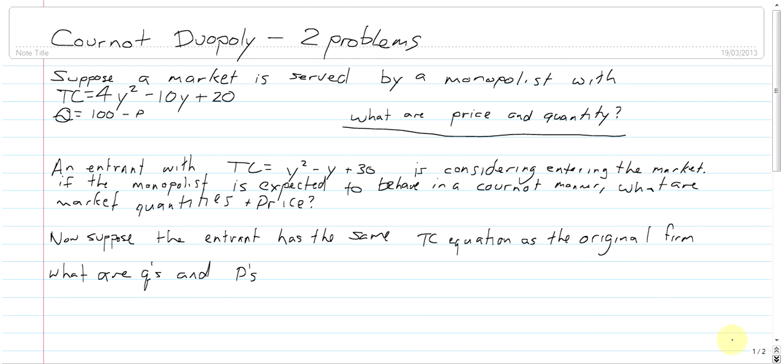Okay, so I'm going to probably have to flip back and forth a little bit because I didn't do my little cooking show thing where I've prepared something here. So TC equals 4y squared minus 10y plus 20. TC entrant is y squared minus y plus 30. Q is 100 minus p.